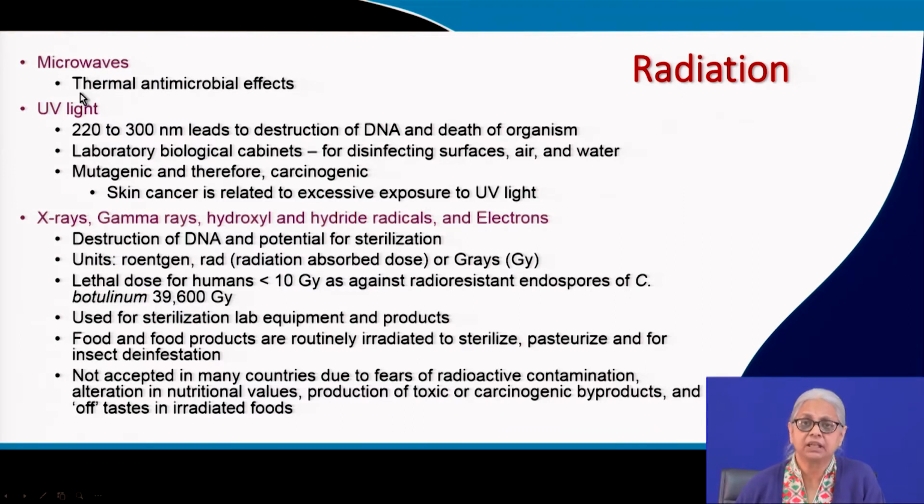Let us now come to UV light. UV light has become a standard part of what is called end of pipe treatment or home appliances that we use for water treatment. So UV radiation has become part of it, and that is a standard physical method for disinfecting drinking water. The wavelength that we use is 220 to 300 nanometers. It can destroy the DNA and cause death of the organisms. So it's a fairly effective way for ensuring that there are no pathogens in the water.